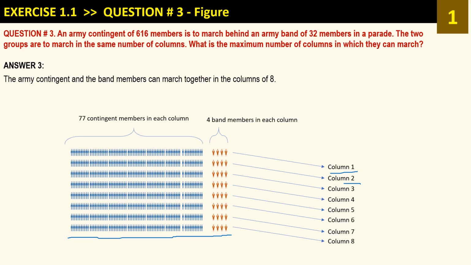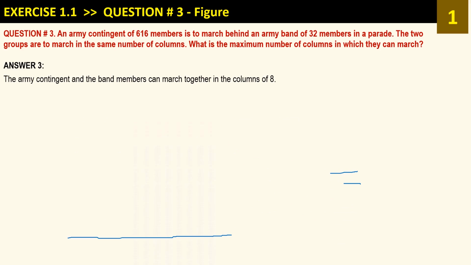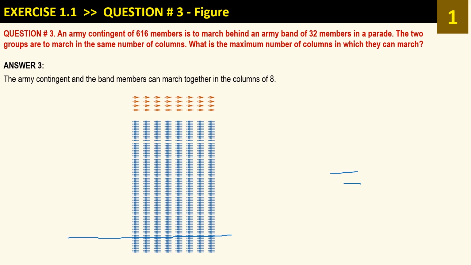In this case, it is as if the entire contingent and the band are marching from left to right, let's say in the west to east direction. But we can also draw the columns in an up and down fashion, that is, north and south, something like this. Again, the number of columns is 1, 2, 3, 4, 5, and so on up to 8, and there are 77 army contingent people in one column.